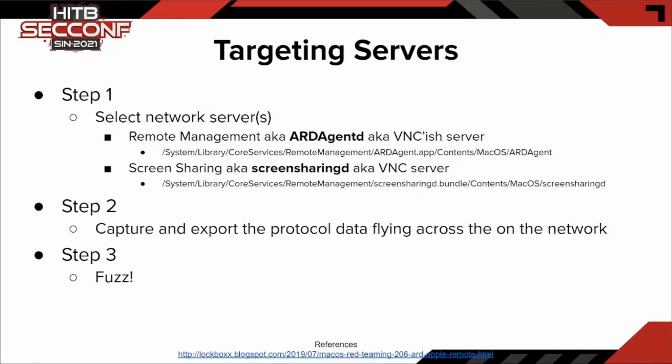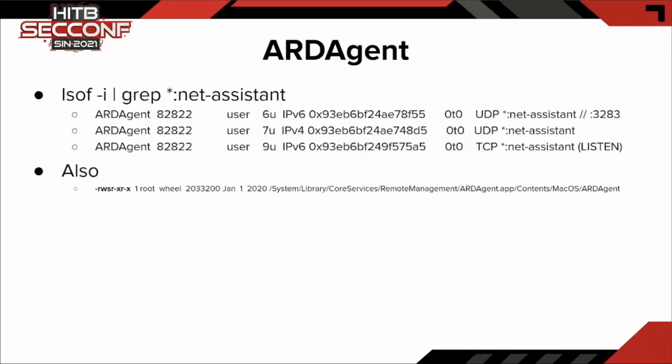Essentially the same thing as clients: capture the data, export it, and then use it to fuzz. So if we look at ARD agent, we can see that it's listening on UDP 3283. Also, it's suid root, which was also interesting. That's an interesting fact when looking at it, to see what kind of privileges it may be running at.